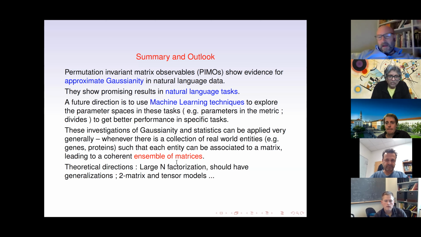Yeah, hi. Because you're taking a sample of these matrices, is there any sense it's Gaussian because of a central limit theorem?